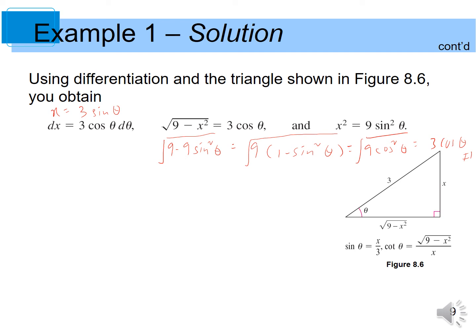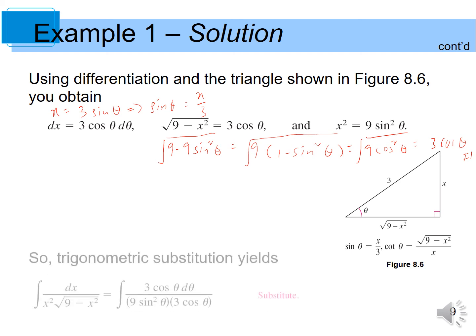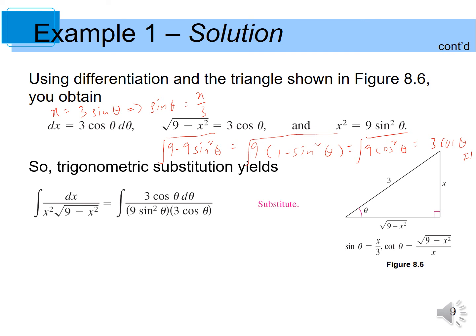After that, we scale up the triangle. Based on this x equation, we have sine theta equal to x over 3. We apply the sine rule, where the sine rule is opposite over hypotenuse. Opposite is here, and the hypotenuse is 3. How do we get this adjacent? We use the Pythagorean formula, and we obtain the adjacent, which is our radical.